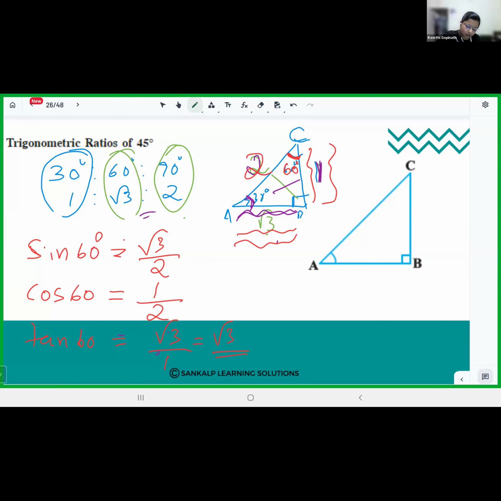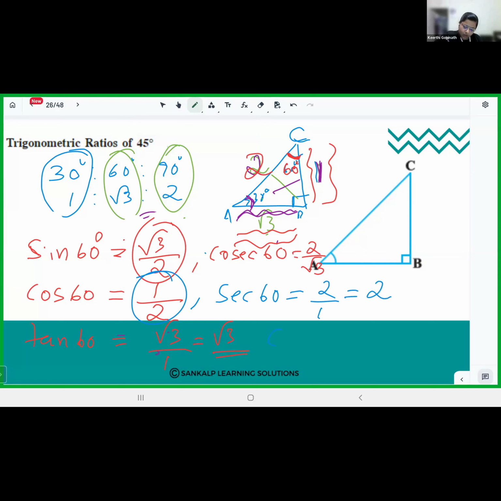From this you can easily find the trigonometric ratio of cosec 60. What is cosec 60? Just reverse the value root 3 by 2, and you get cosec 60, that is 2 by root 3. Now, what is sec 60? Just reverse this value. 1 by 2 will become 2 by 1, that is 2. Now, what is cot 60? Reverse the value root 3 by 1, taking the reciprocal, that is 1 by root 3. So we obtained the values of trigonometric ratios of 45 degree, 30 degree and 60 degree.